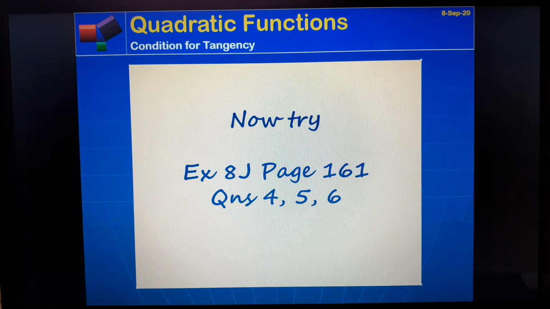Okay, so we're now on to exercise 8J, and it's questions 4, 5 and 6 we're going to do from that exercise this time, with that little extra example to help you with that. Okay, ask your teacher if you need any help. Take care and good luck.